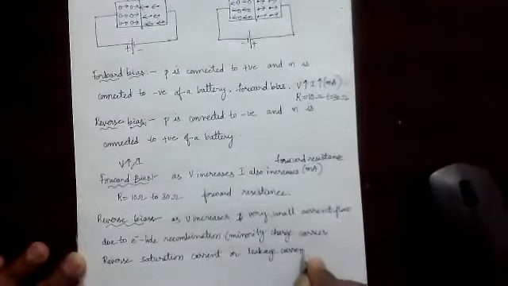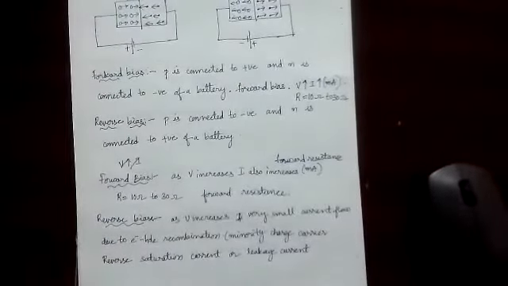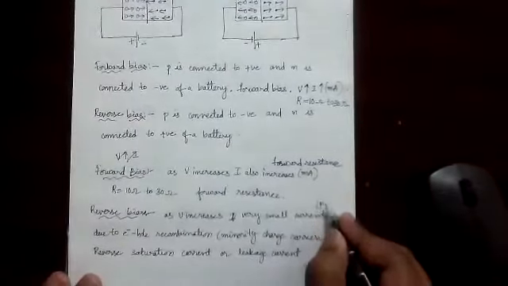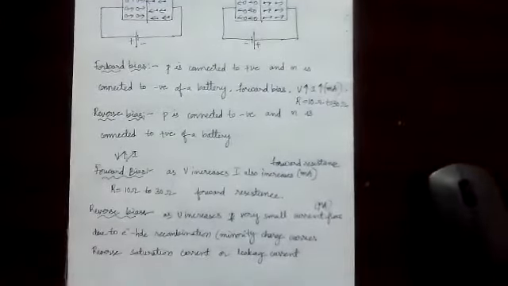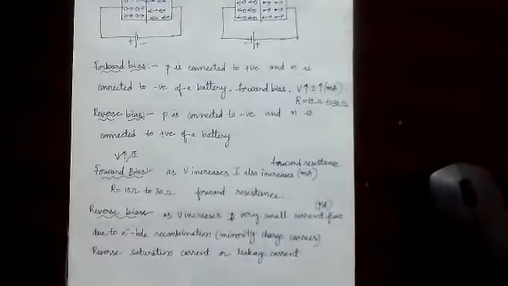This is important. What is leakage current? When you apply voltage in reverse bias, a very small current flows, that also in microamperes, very less current. That is due to electron-hole recombination and also due to minority charge carriers. This current is known as reverse saturation current or leakage current.